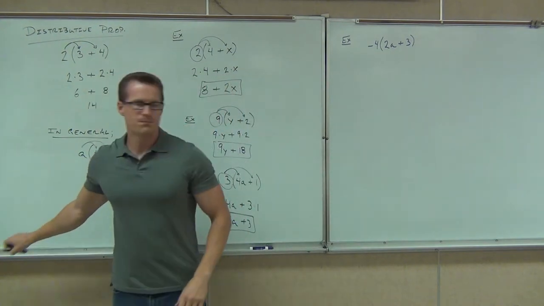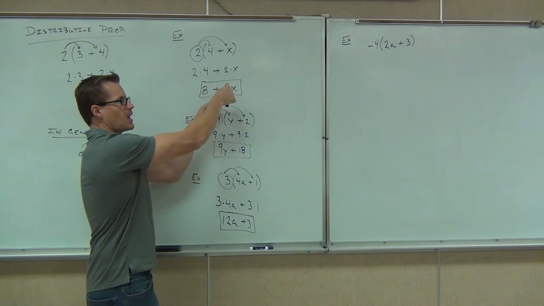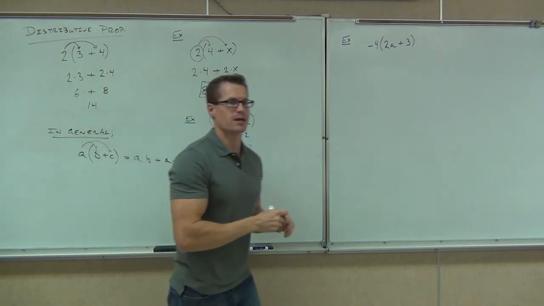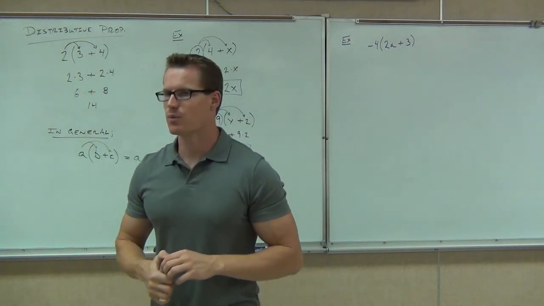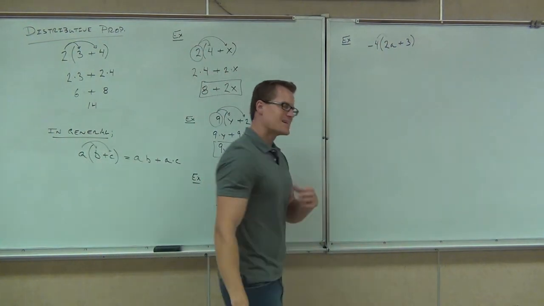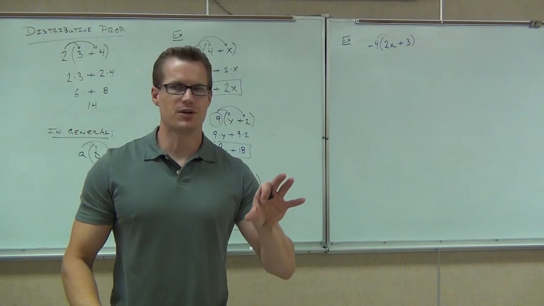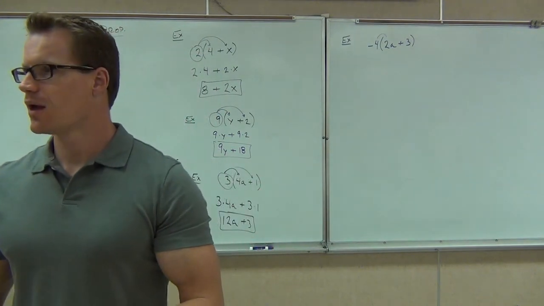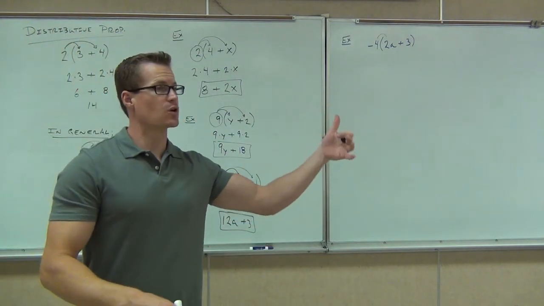Just like from before, we circle the number in front of it and we take it to both of our terms. We're going to do that here. Here's where people make a mistake. What people do is they go, oh, I'm distributing the 4. That's not entirely true. You are distributing 4, but notice how it's a negative 4. That number, negative 4, has to go to both terms.